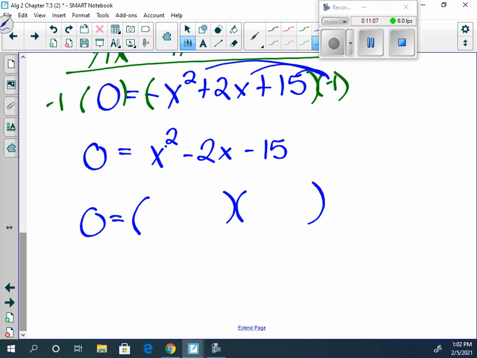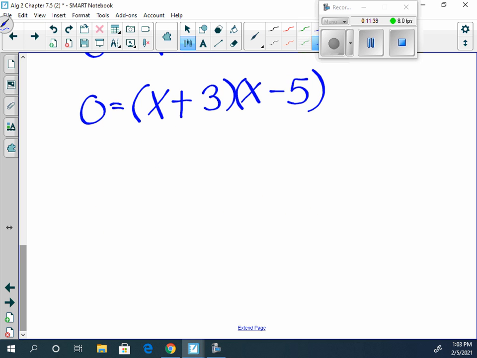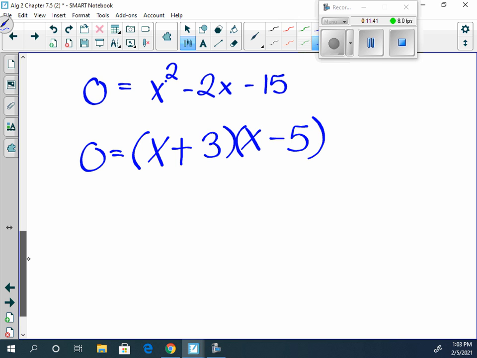It's going to make it easier to factor. Now, since the 15 is negative, our signs are going to be opposite. One's going to be positive, and one is going to be negative. The factors of x squared are going to be x and x. And the factors of 15, 5 and 3. Which one would be positive? 3 would be positive, and the 5 would be negative. And we've got it factored. These are the factors for this here.